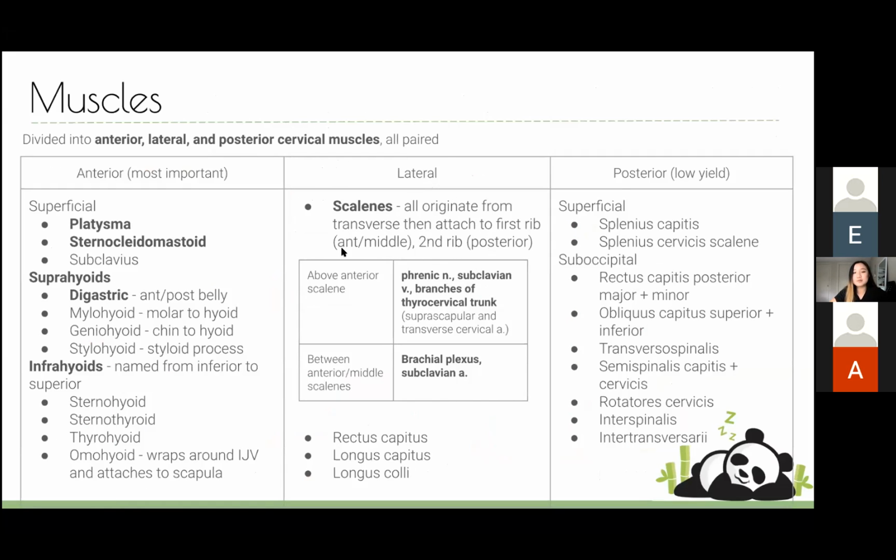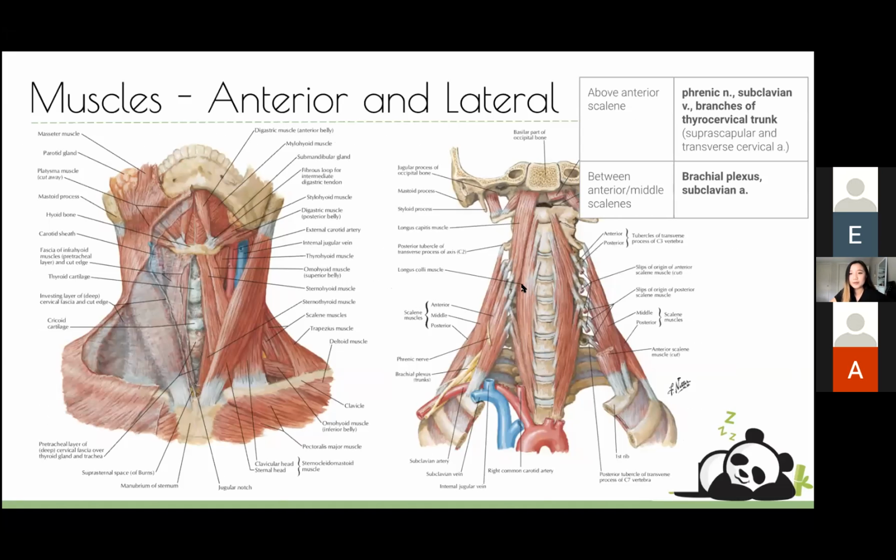They all originate from your transverse processes and then attach to either the first rib, as with the anterior and middle, or your second rib, as with the posterior scalenes. So that's here. The main relations to know with this is what runs above the anterior scalene, more superficial to that, and what runs between the anterior and middle scalenes.